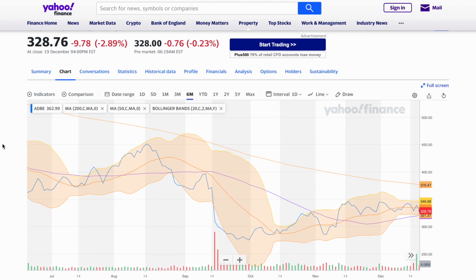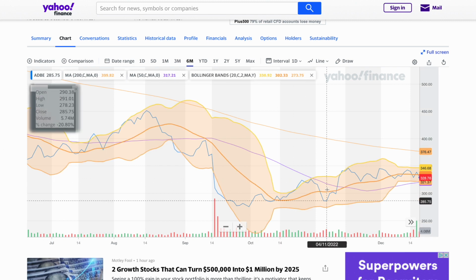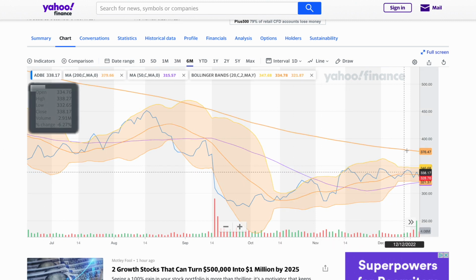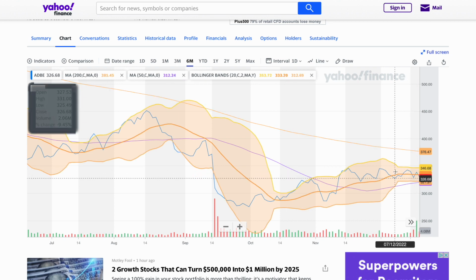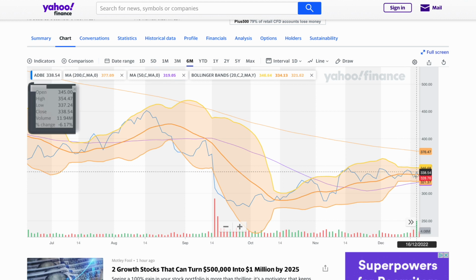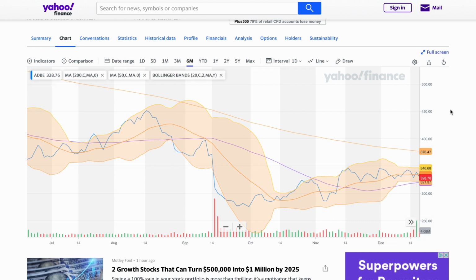So looking at this chart with some more technical analysis, you can see Adobe's still below the 200-day moving average of 376, and the Bollinger Bands are tightening, and it's trending upwards slowly. So it's worth noting when we jump and look at the option strategies for Adobe. In my opinion, we're still in a bearish market, so definitely have to take that into consideration.